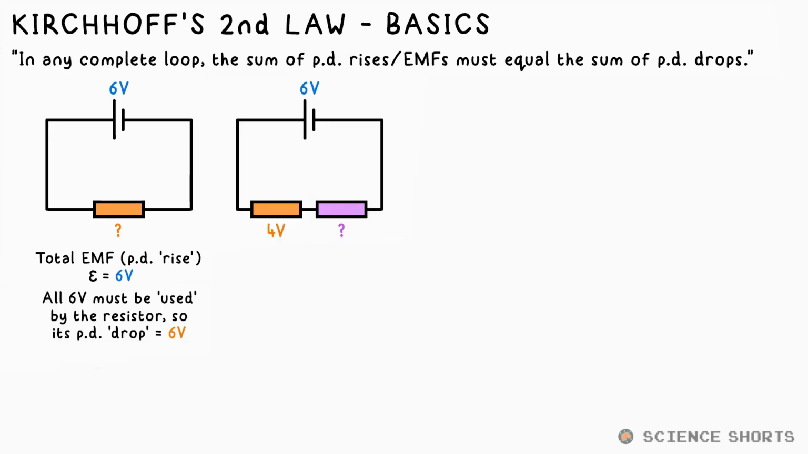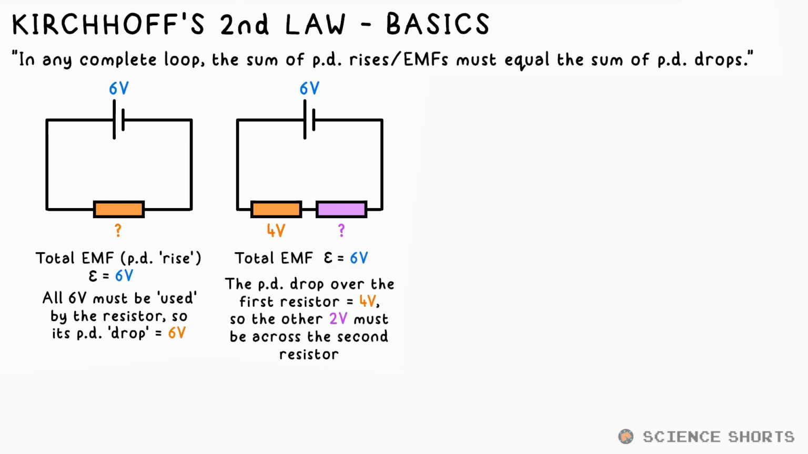Let's get another resistor in series. The PD across the first one, let's say it's 4 volts, so what is it for the second? Well, it has to be 2 volts, doesn't it? 6 volts EMF, PD rise, so there must be another 2 volt drop somewhere, 2 volts being used, so that must be in the second resistor. You probably knew the answer already, didn't you? Great! Then you used Kirchhoff's second law without even knowing it.